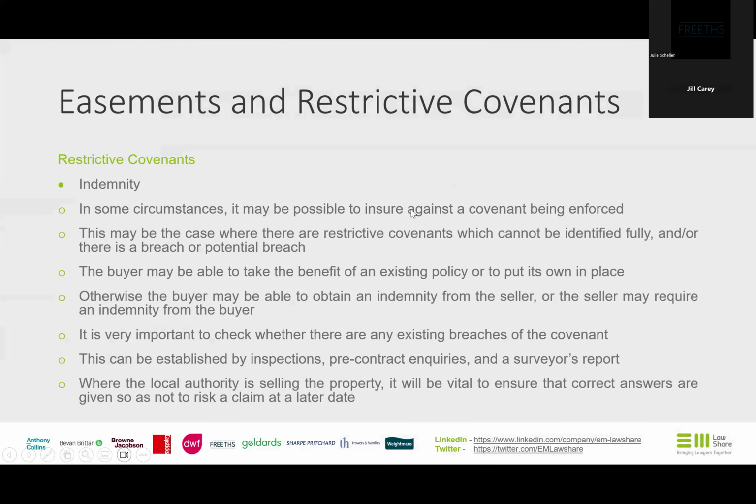Quite often, if there is a restrictive covenant affecting a target title, we look at whether you can insure against it. Now, insurers may or may not be keen on that. It completely depends on the circumstances and if there's an existing breach or if you're going to commit a new breach, the insurers obviously being a lot less keen on the latter. You may be able to buy the property with an existing policy in place, or you may need to put your own in place. Who pays for that will be a commercial negotiation, or you may be able to get an indemnity from the seller if subsequently someone objects to your use, or if you're selling, they may require an indemnity from you for breaching it.